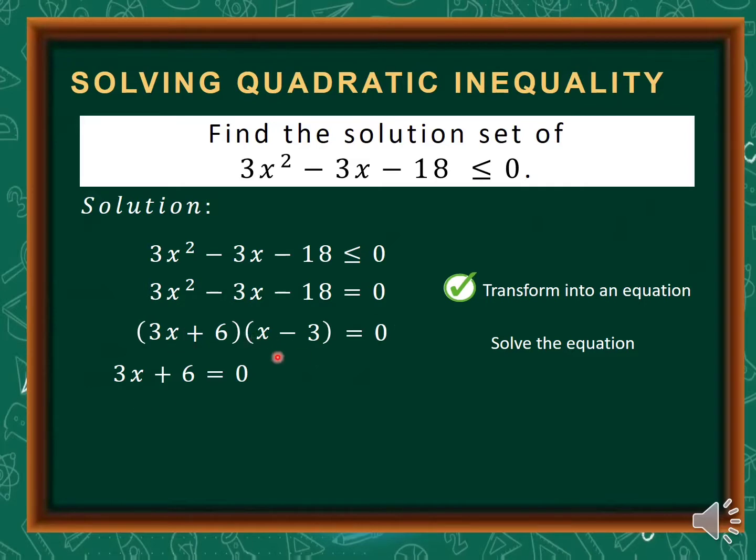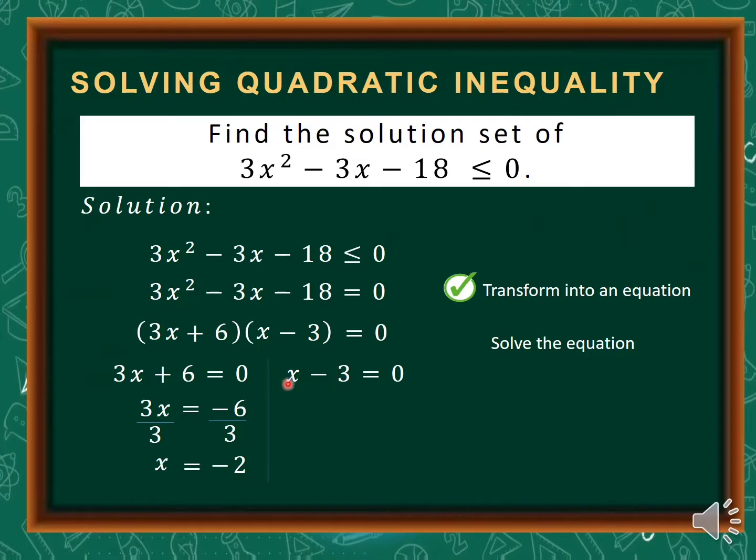Equate natin parehas into 0. So, this one is 3x plus 6 is equal to 0, and the other one is x minus 3 is equal to 0. Now, unahin muna natin ang first equation. In order to find for x, we will transpose positive 6 to the other side. That became 3x equals negative 6. And in order to eliminate 3, at para ma-solve natin si x, we will divide both sides by 3. So, 3x divided by 3, we have x. Negative 6 divided by 3, that is equal to negative 2. So, our x sub 1 is negative 2.